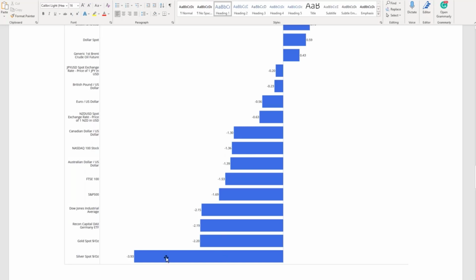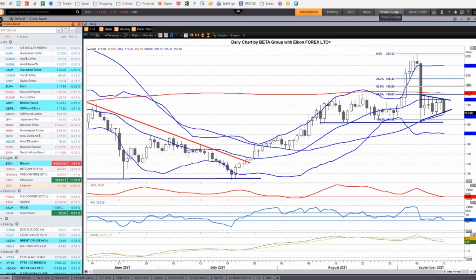So it was a bad week for the precious metals. It was not a good week, unusually, for all of the indices. And then the dollar has strengthened against the currencies. So that is our background as we move in towards looking at the gold and the silver.